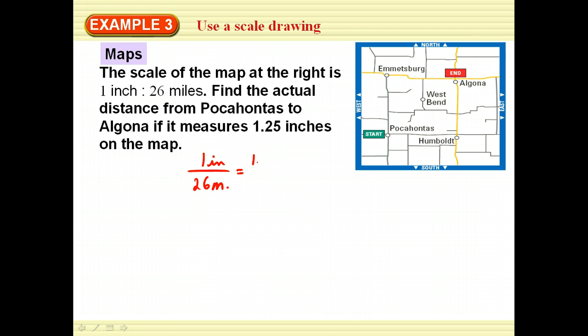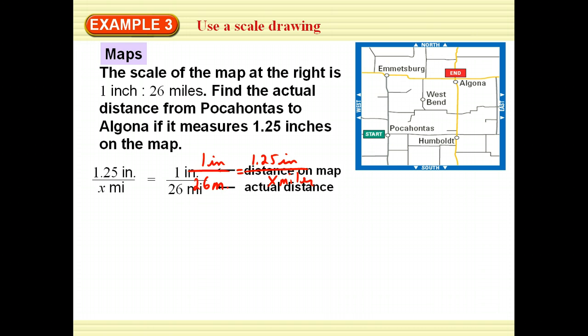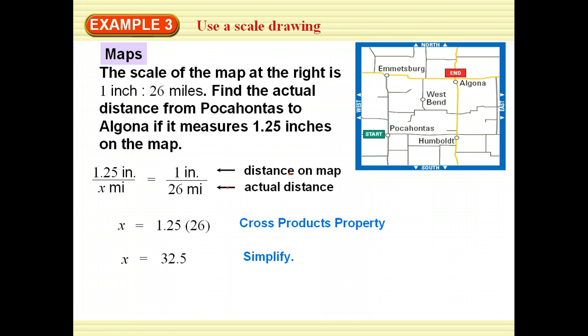So I'm going to put my 1.25 inches on top, since I have that, inches on top on the left side, and what I'm solving for is x miles. And so I can simply write this up and then solve by doing my cross product. Turns out that it is 32.5 miles.